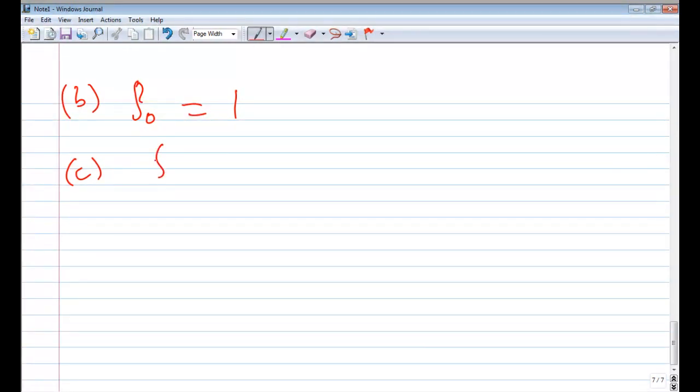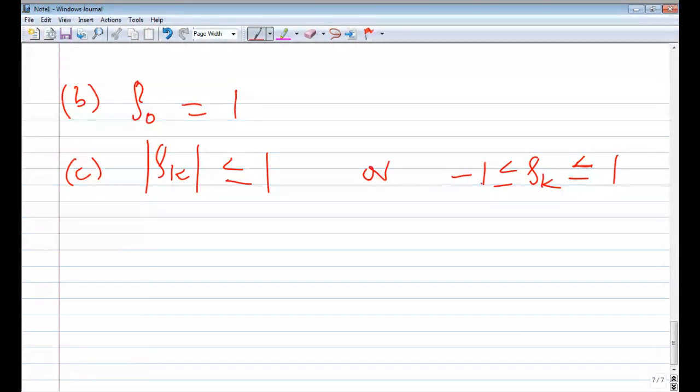Number c, the absolute value of rho k is always less than or equal to 1. That is the third property under autocorrelation functions. The absolute value of the autocorrelation function at lag k is less than or equal to 1. And you know that this can also be written as rho k less than or equal to 1 and greater than or equal to -1, isn't it? So these are the same. You get it?